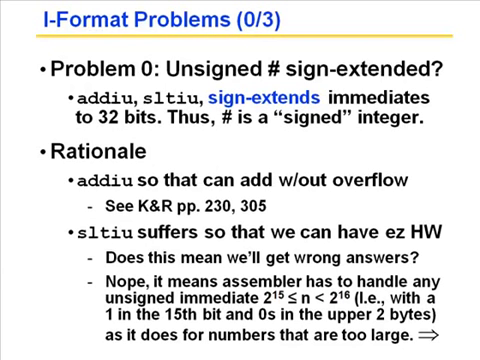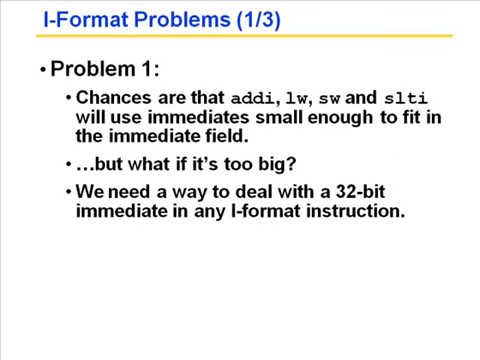So, a problem: you have unsigned numbers sign extended. So you have add immediate unsigned and set less than immediate unsigned extended to 32 bits. Thus the number is a signed integer. The rationale is that add immediate unsigned can add without overflow, and set less than immediate does so that we can have easy hardware. Does this mean we'll get wrong answers? No, it means the assembler has to handle any unsigned immediate number that is greater than or equal to 2 to the 15 and less than 2 to the 16, with a 1 in the 15th bit and 0 in the upper 2 bytes, as it does for numbers that are too large. I'm not going to go into detail on that, but that's basically talking about overflow protection.